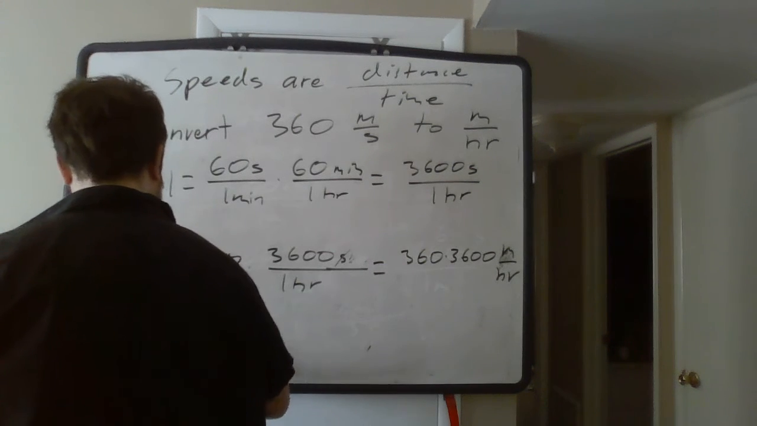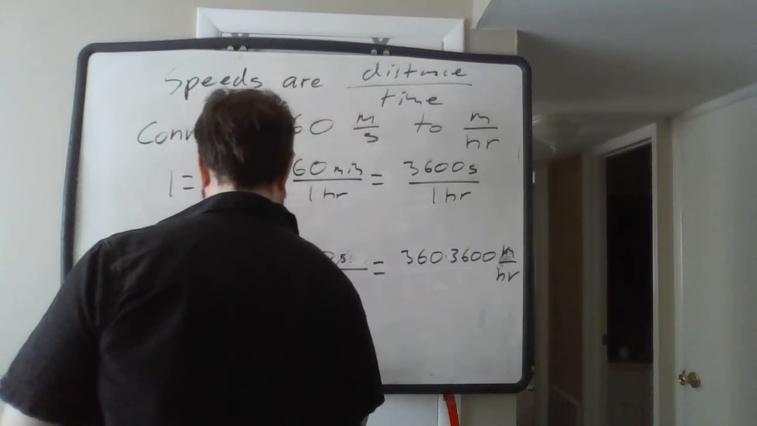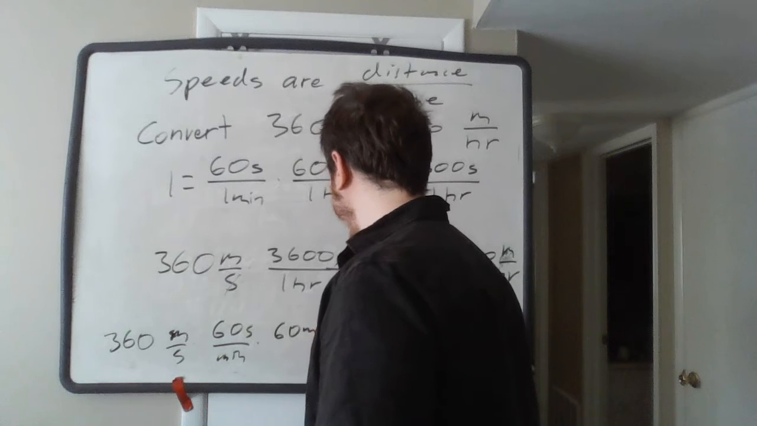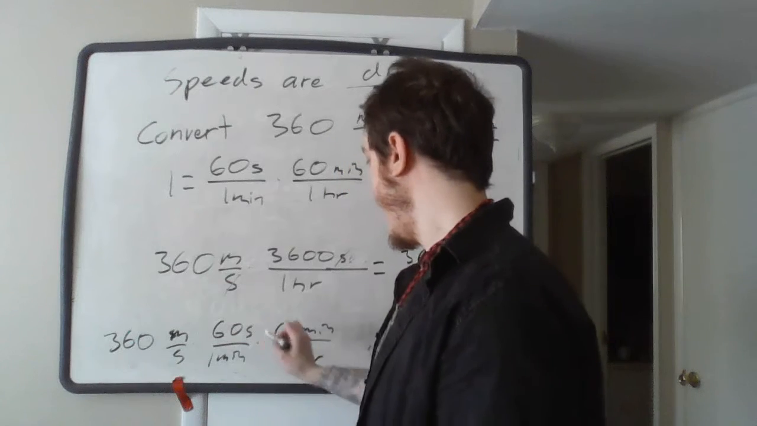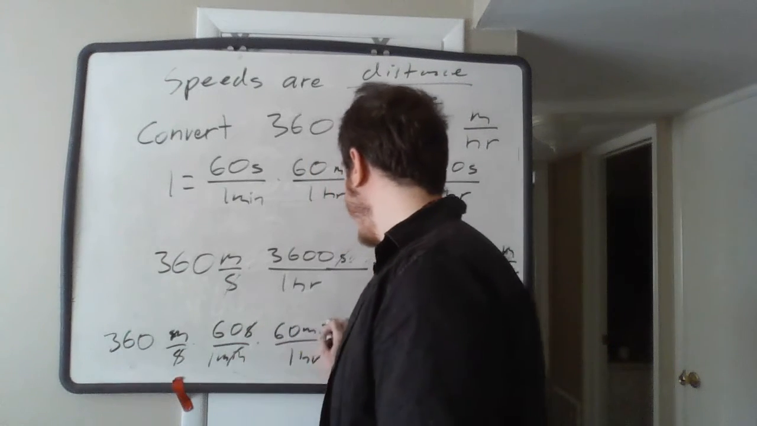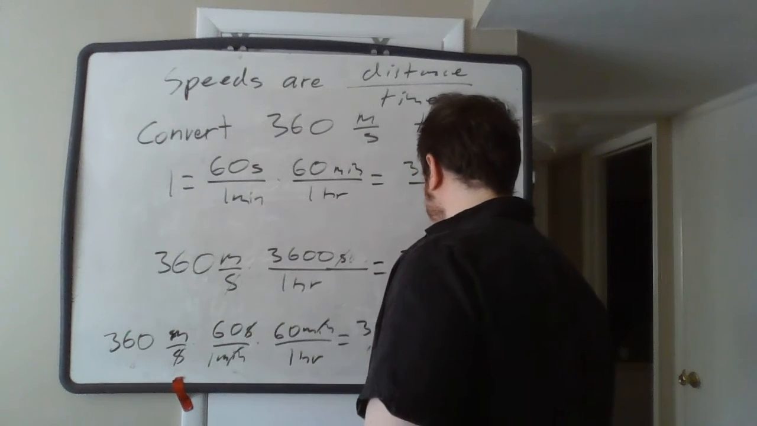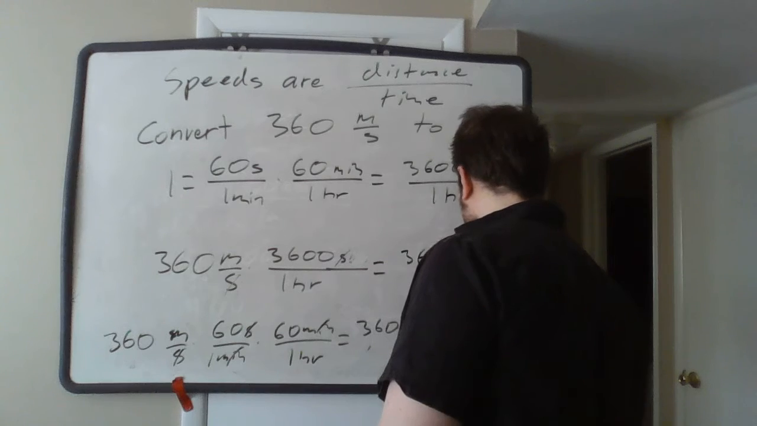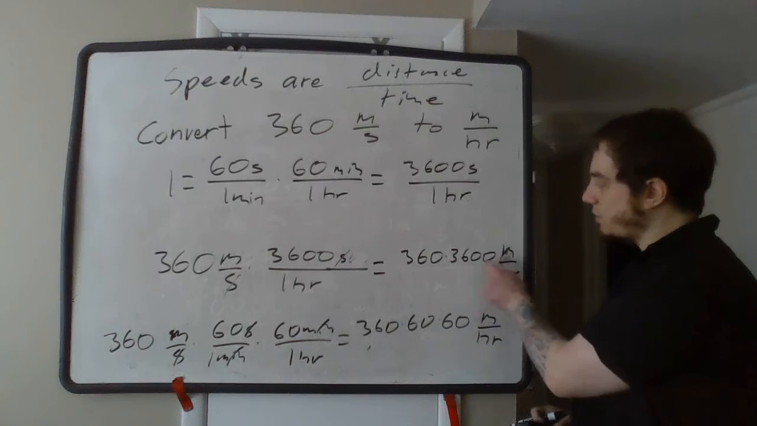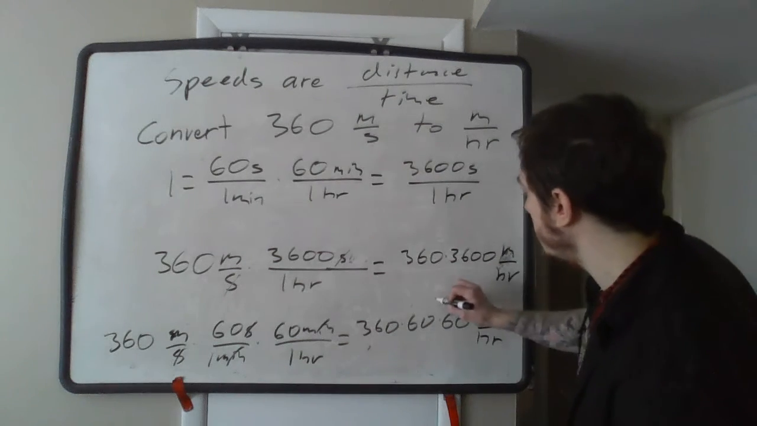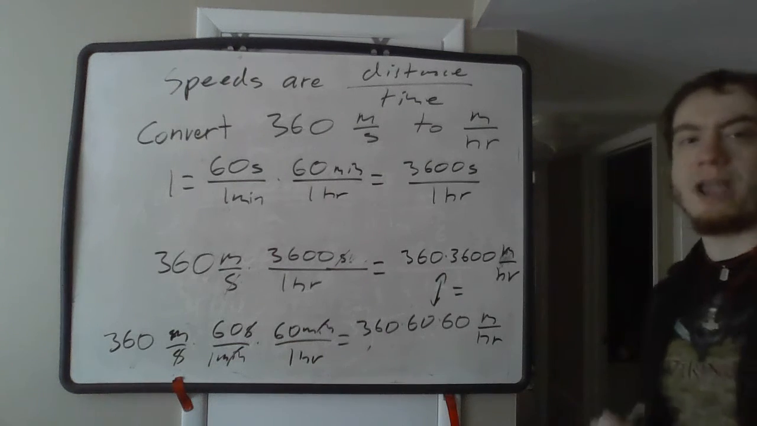meters per second times 60 seconds per minute times 60 minutes per hour, and then the seconds would have canceled and the minutes would have canceled, and we would have gotten 360 times 60 times 60, but we still would have had meters per hour, and it's not too difficult to see. Well, 60 times 60 is 3,600, so these two things here, these are actually equal to each other. So both ways of doing this give me the correct thing.